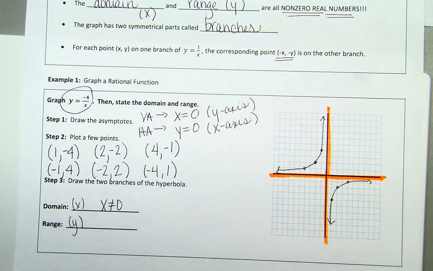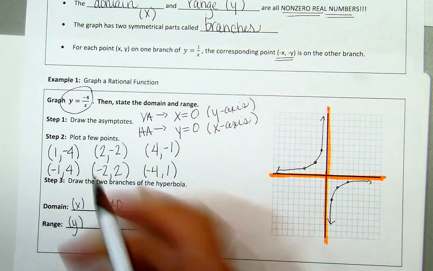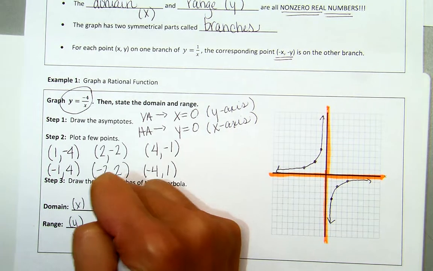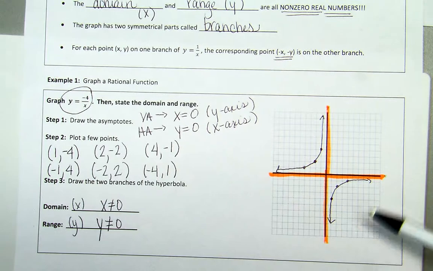If I look at my range, which is all my outputs, my y values, if I look at my y-axis, if I go up, I have a graph that corresponds with my positive y values. I also have a graph that corresponds with my negative y values, but what my graph never hits is y equals 0, because that is, of course, my horizontal asymptote. So y cannot ever equal 0 in this graph.